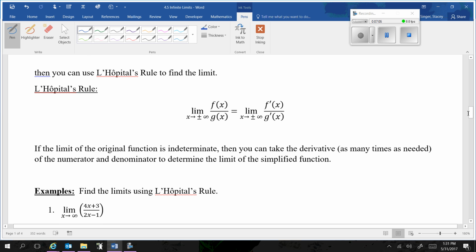L'Hopital's rule is what it's called. It's if I have the limit of f of x divided by g of x, which is two separate functions. They could be polynomials. That's usually what this is used for. As it approaches positive or negative infinity, it doesn't really matter which one. You just have to be careful when you're plugging in, if it's positive or negative. That's the same thing as when you take the derivative of the function and evaluate the limit.